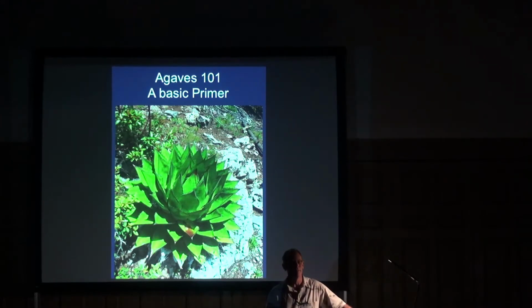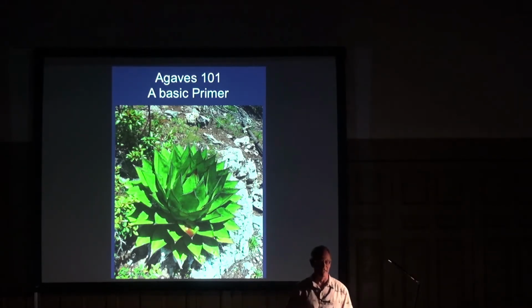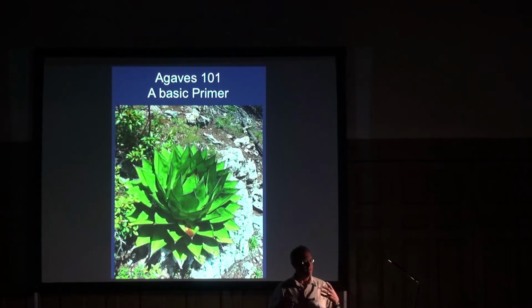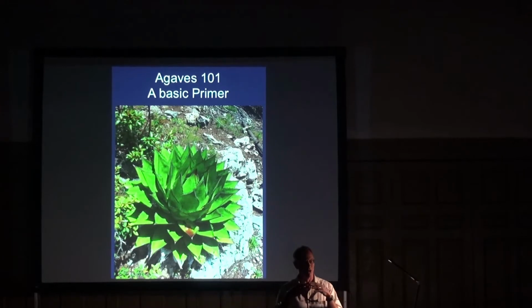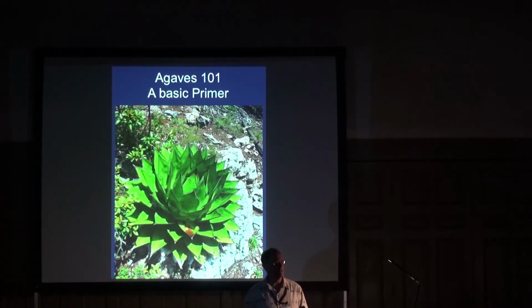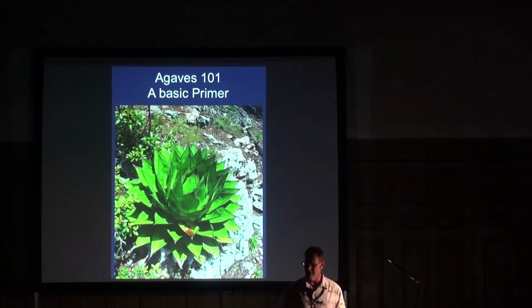So I put together a presentation called Agaves 101, a basic primer. So often we'll go to presentations and we'll see a lot of pretty pictures of plants, but sometimes there's no rhyme or reason as to how those plants are grouped together or organized. And I thought, well, I want to try and get that across to you today. So that's the focal point of this talk: how are agaves grouped together? What are the main subdivisions? So it's a little bit of nomenclature and taxonomy, more so than just pictures.